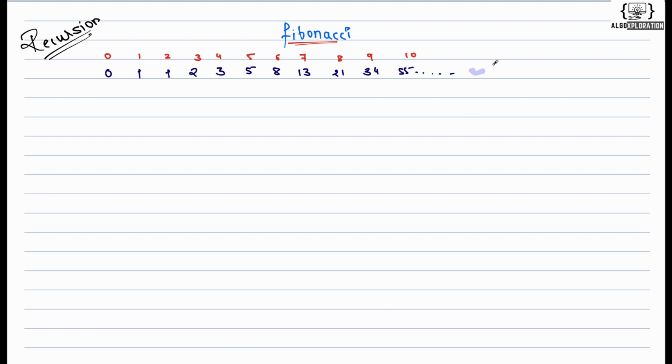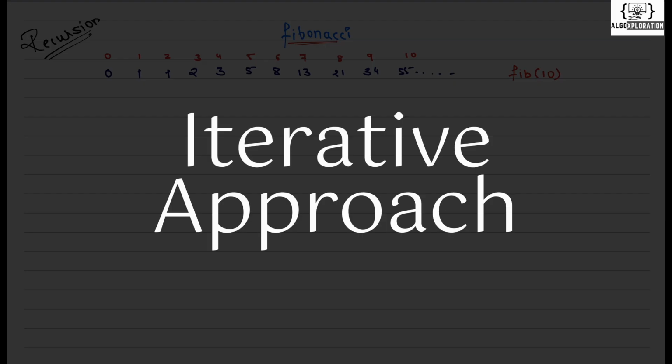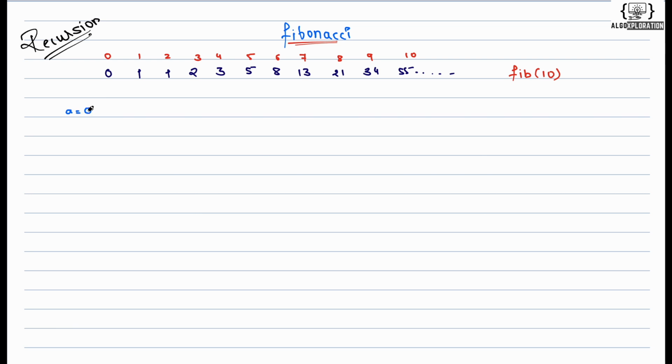Now let's see how we can find the answer when someone asks what the Fibonacci of 10 will be. Let's see how we can find the iterative solution of this. Initially the value of a will be 0 and the value of b will be 1. Now using a for loop in which i will be running from 1 and going till n minus 2. Why n minus 2? Because here two numbers have already been initialized, right? So due to that, n minus 2.